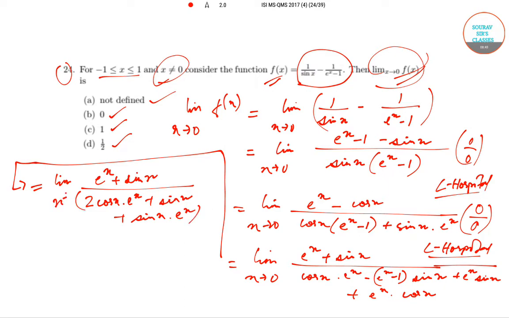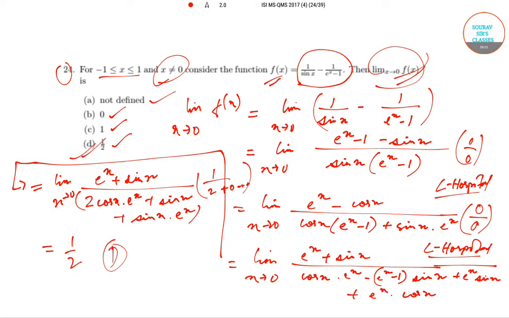Here if we put x equal to 0, then e to the power x plus sin of x is 1 in the top, and in the denominator 2 cos x e to the power x is equal to 2, and sin of x is equal to 0. So this is basically coming down to 1 by 2, which is option D as shown over here.